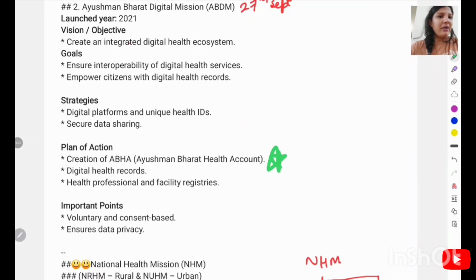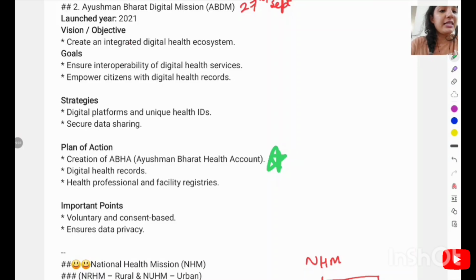So it can come in MCQ because it is a very small program. Maybe it will not come for 10 marks, but an MCQ can come. ABHA is the Ayushman Bharat Health Account. Digital health records are made and they are secured also, because they have to prevent hacking and all.